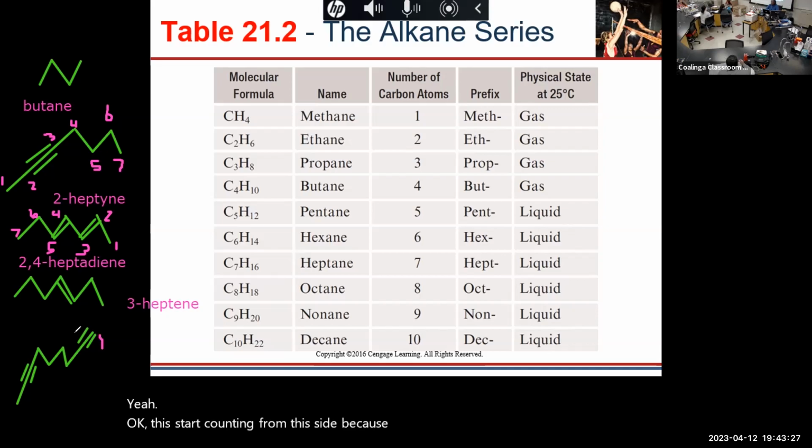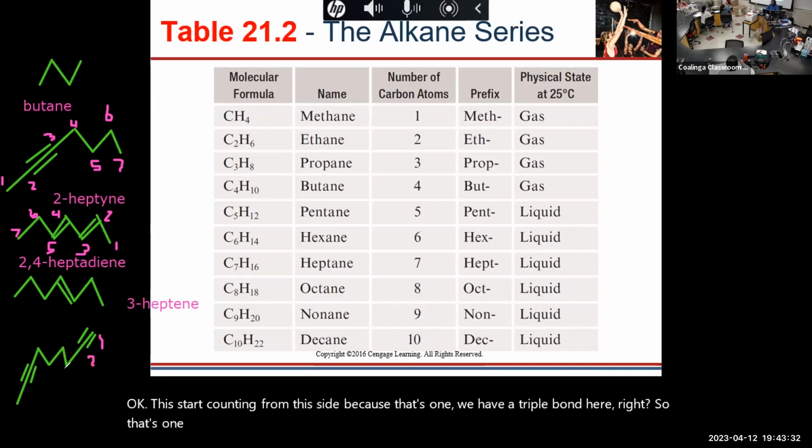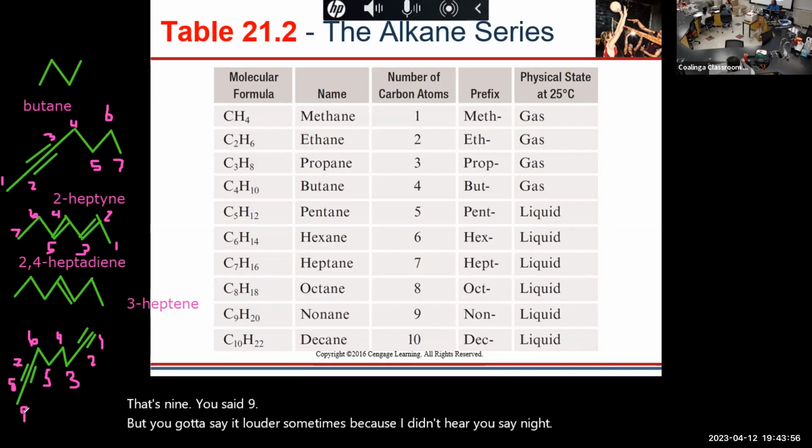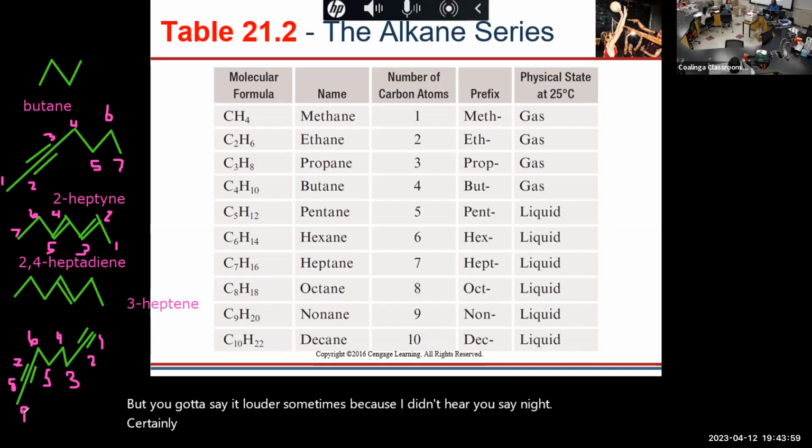That's 1. We have a triple bond here. Right? So that's 1. That's 2. That's 3. That's 4. That's 5. That's 6. That's 7. That's 8. That's 9, correct? That's 9. You said 9? You gotta say it louder sometimes. No, that's good. So we have 9.